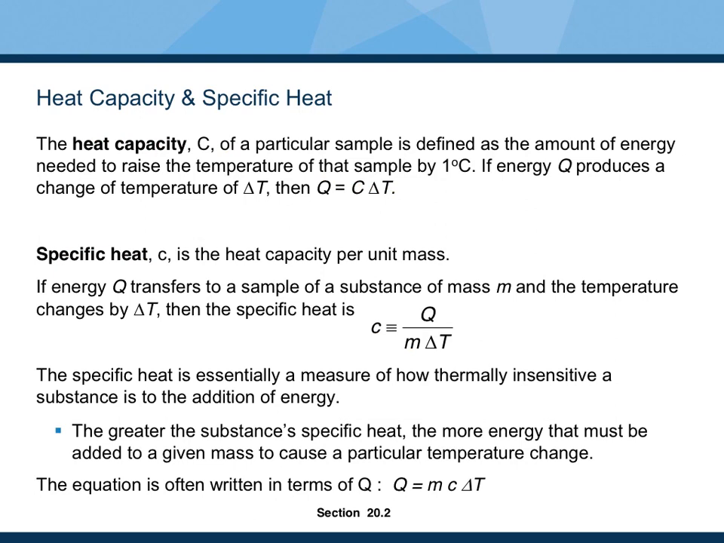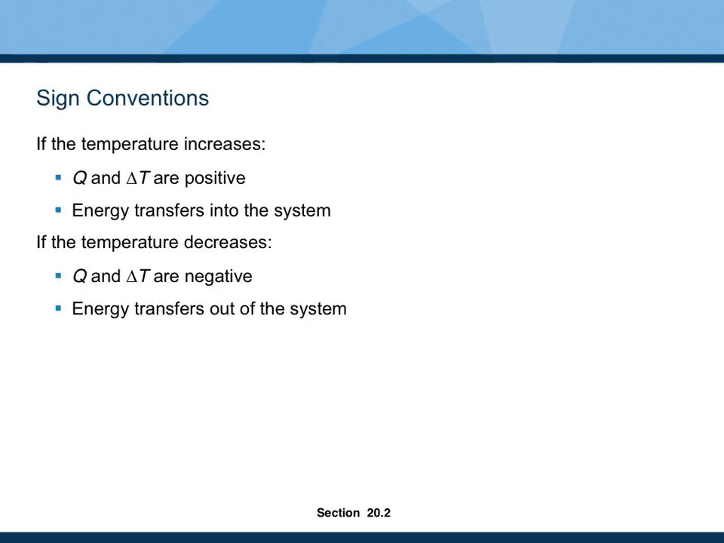The specific heat is essentially a measure of how thermally insensitive a substance is to the addition of energy. The greater the substance's specific heat, the more energy that must be added to a given mass to cause a particular temperature change. The equation is often written in terms of Q, which reads Q equals mc delta T. There are some sign conventions. If the temperature increases, Q and delta T are positive, meaning energy is transferred into the system. If the temperature decreases, Q and delta T are negative, meaning energy is transferred out of the system.